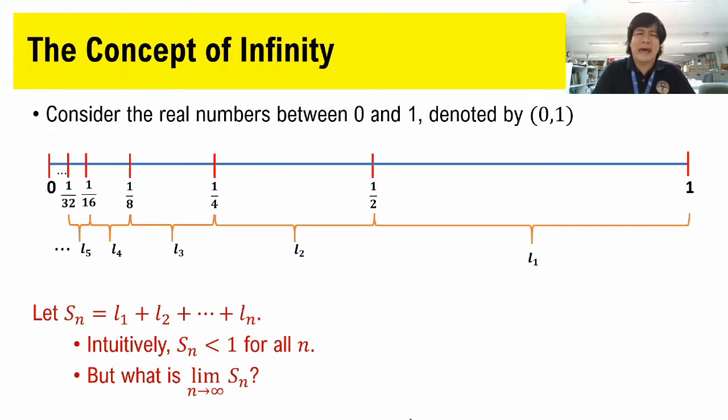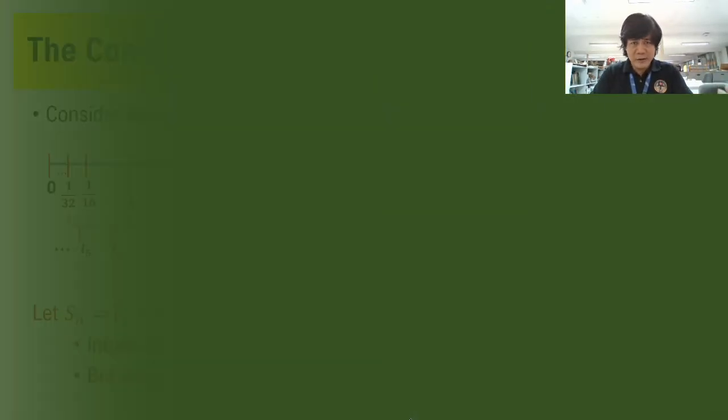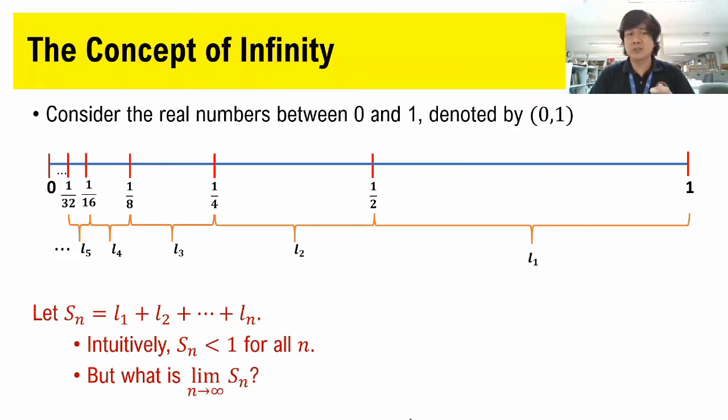So how do we do that? Let us again look at our line segments. What are we adding with S sub n? First, L sub 1 has length 1/2, and L sub 2 has length 1/4. L sub 3 has length 1/8. L sub 4 is just 1/16, so on and so forth. But what we are adding is the following.